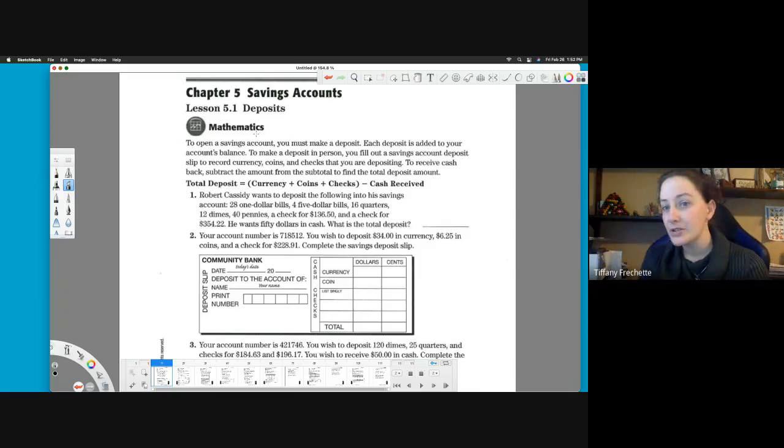We did a lesson just like this in Chapter 4 for checking accounts. It was literally also called Deposits. So it's going to be very, very similar to that section. We're just switching over to savings accounts.